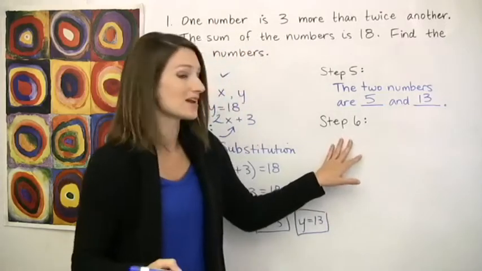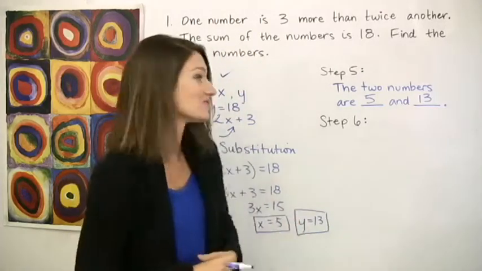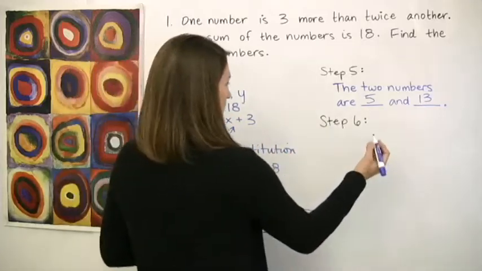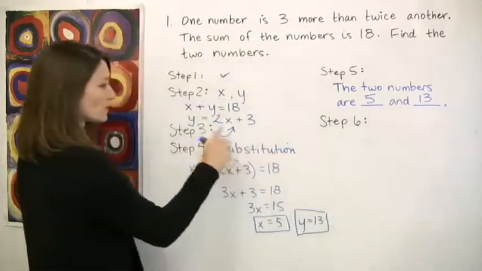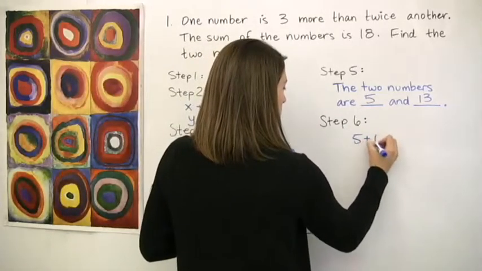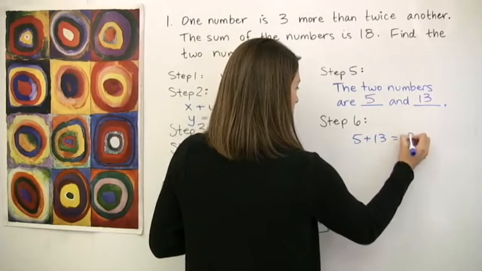Now let's do step 6, which we need to check our answers. So let's plug 5 and 13 back into our equations to see if they work out. So using this first one, x plus y equals 18, we can say 5 plus 13 equals 18.